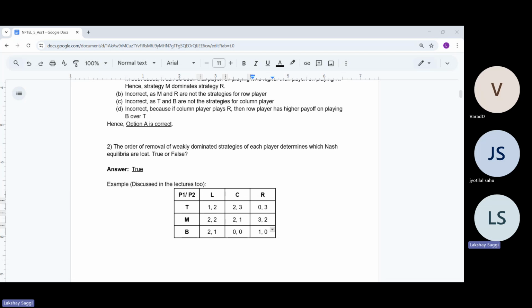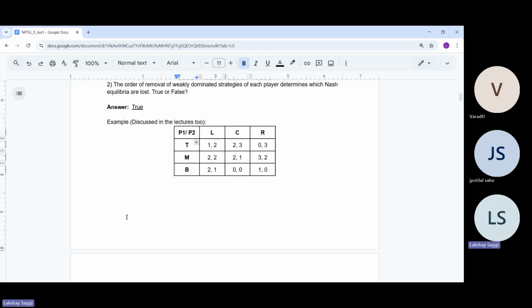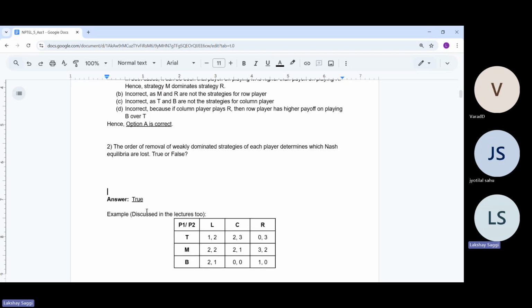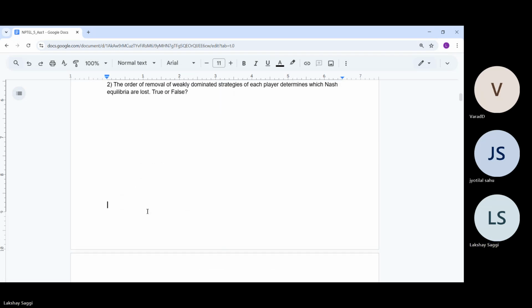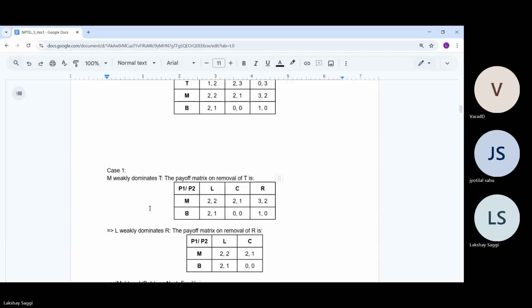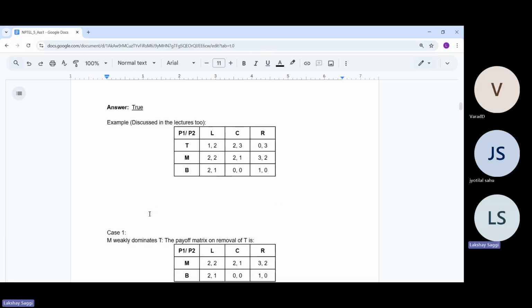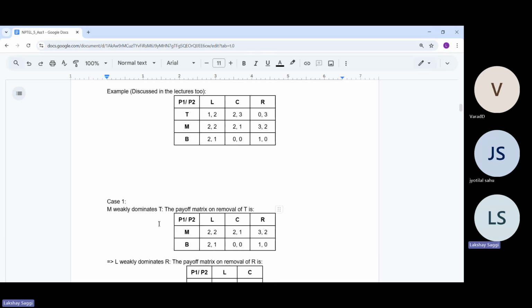Okay, maybe we can see this directly. So I should just put all of this on the second page. Let's see case one. There are multiple weakly dominating strategies. Let us look at one. What I'm claiming is that the strategy M is weakly dominating the strategy T.